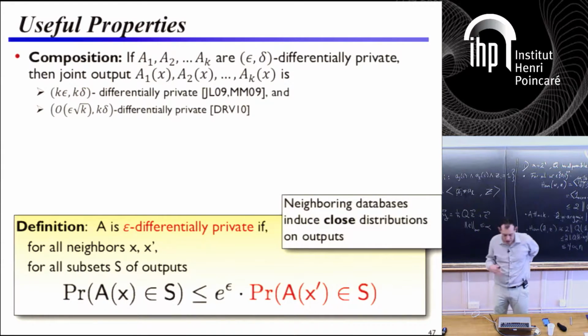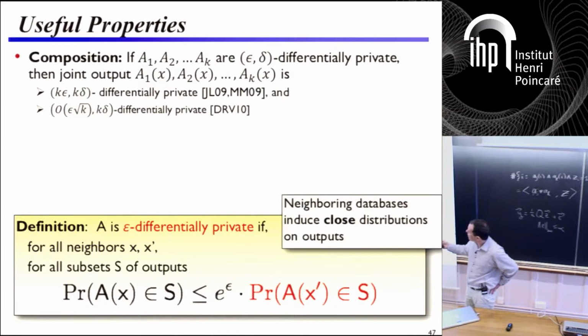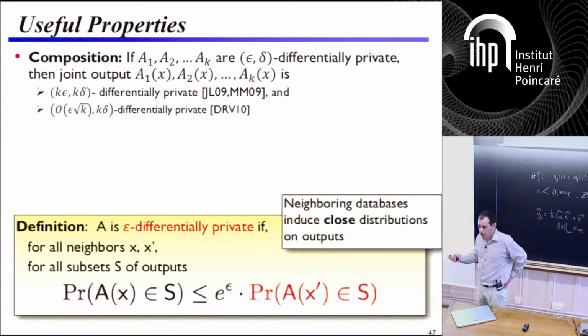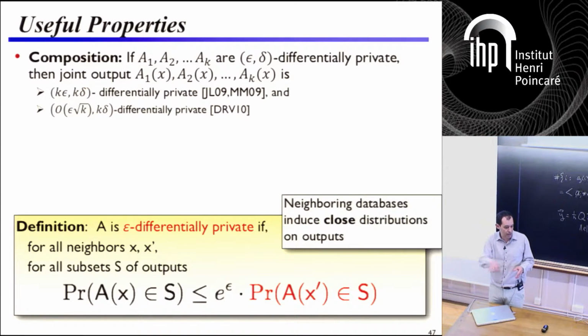So here's this definition satisfies a number of useful properties. One is that if I've got a bunch of algorithms that I want to run, these could be algorithms that are run all by the same person in sequence, chosen adaptively based on the outputs of previous algorithms, or they could be algorithms that are run by totally different people on overlapping data sets. If they are all individually epsilon differentially private, then their joint output is at most k epsilon, k delta differentially private. Okay, so the loss of information degrades gracefully as the number of releases increases. And it degrades at most additively.